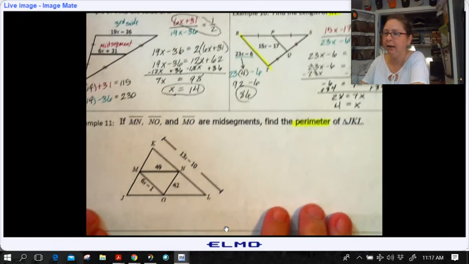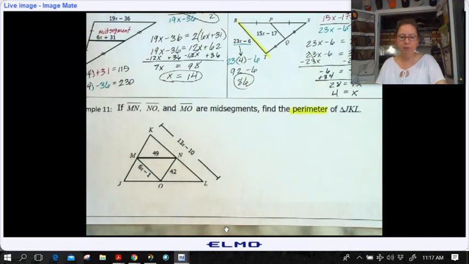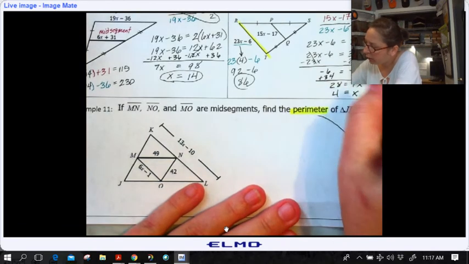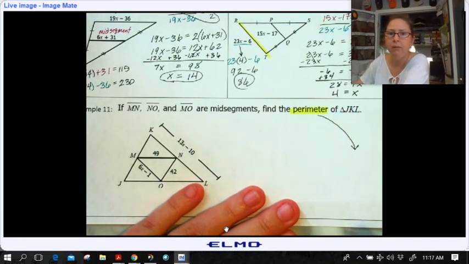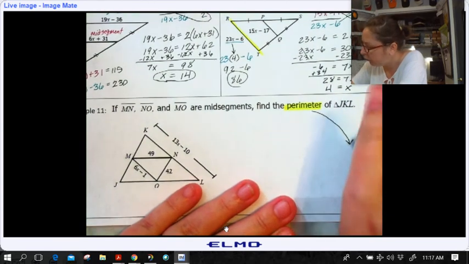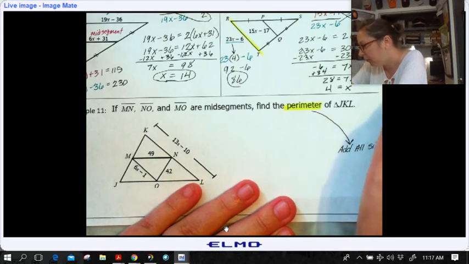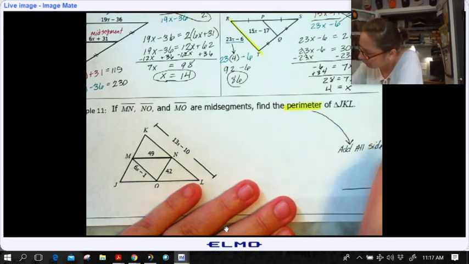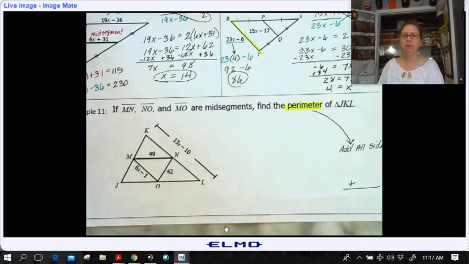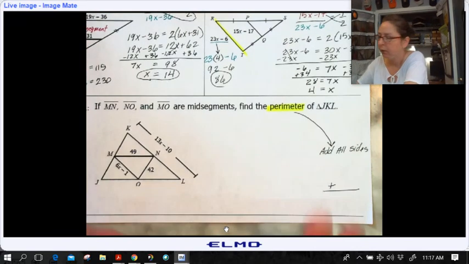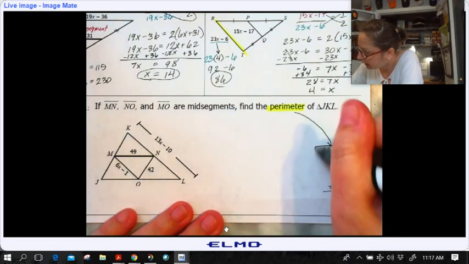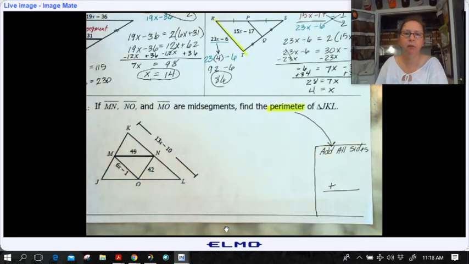All right, here's our very last example for today. They give me 3 sides of a triangle, and they want me to find the perimeter. So let's just make a note that our last step, because they want me to find perimeter, is to add all the sides. Okay? So I'm going to have 3 side lengths, and I'm going to need to add them all up. This is going to be the last step of solving this problem.